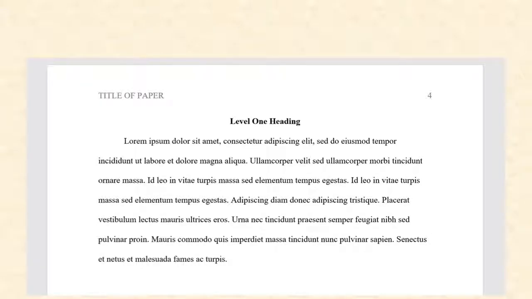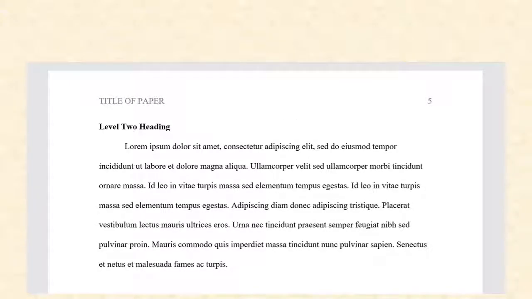The first level is pretty straightforward. It is each major word capitalized, centered, and bolded. Here's a picture of a Level 1 heading. A Level 2 heading is also pretty self-explanatory. Each major word is capitalized, it's also bolded, but it's aligned left as opposed to centered. In both Level 1 and Level 2 headings, the heading itself takes up its own line of space.